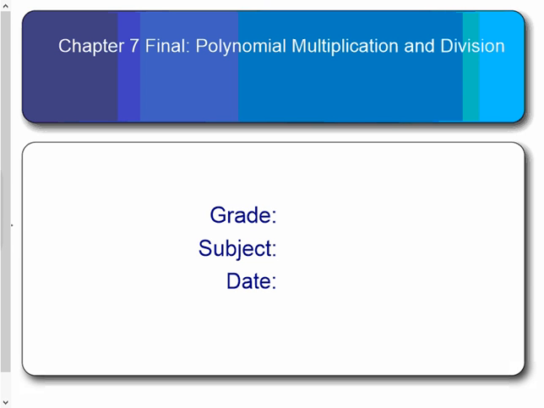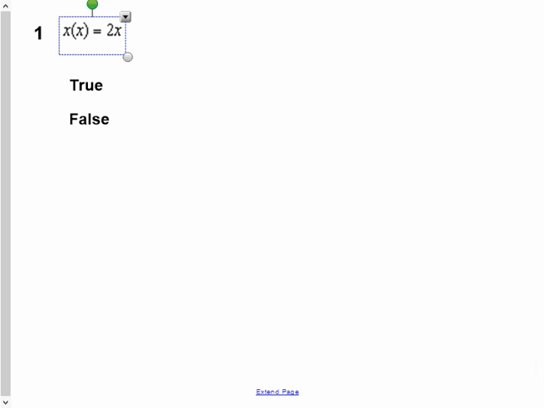Okay, grade 9, this is your chapter 7 final on polynomials, multiplication and division. This is the test you got back, and your due date for the corrections is Wednesday. So make sure that when you do your corrections, you have what I did wrong and what I should have done on a separate piece of paper for each of the questions. That way I know you understand the mistakes that you made.